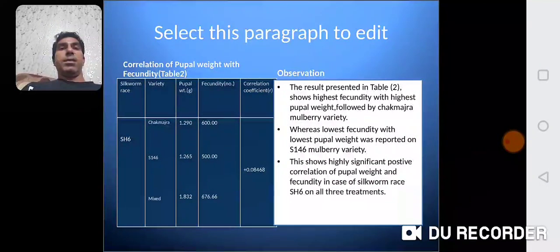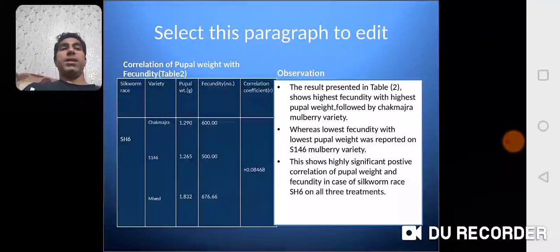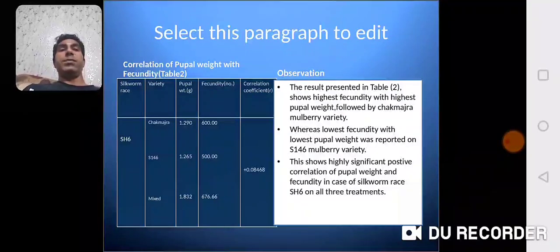Here is the correlation of pupal weight with the fecundity. The following things are observed in the table. The result presented shows highest fecundity with the highest pupal weight, followed by Chakmazra mulberry variety, whereas lowest fecundity with the lowest pupal weight was reported on S146 mulberry variety. This shows a highly significant positive correlation of pupal weight and fecundity in the case of silkworm race SS6 on all the three treatments.